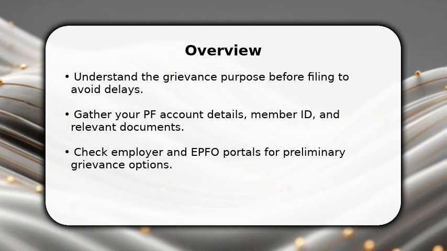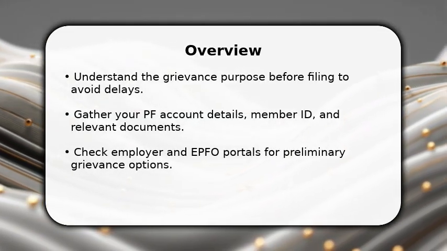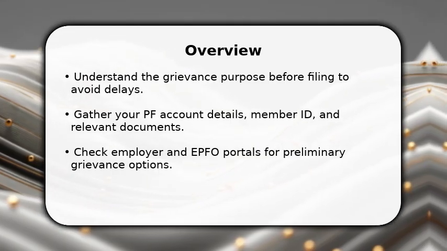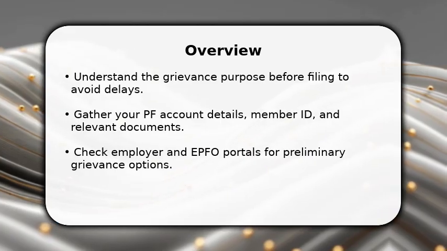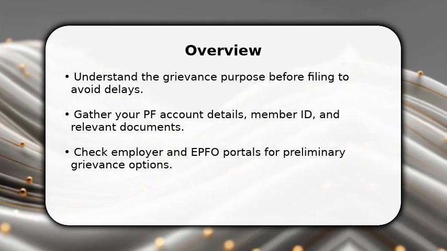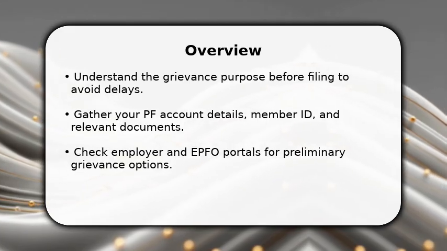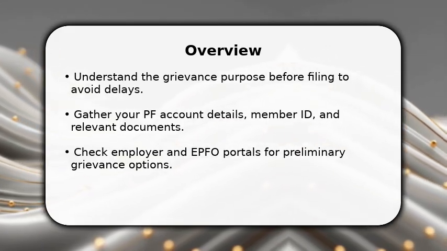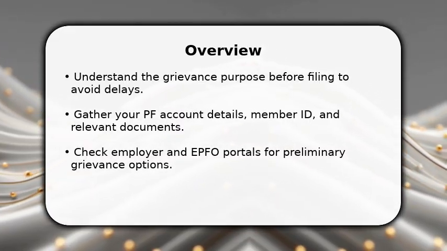In this video, I will explain how to file a grievance for PF step by step. Start by collecting your UAN, member ID, salary slips, and any communication with your employer so you have all evidence ready. Next, decide whether to file through your employer, EPFO online portal, or offline letter based on urgency and accessibility. I will walk you through each channel clearly, including common pitfalls and quick tips to speed resolution.